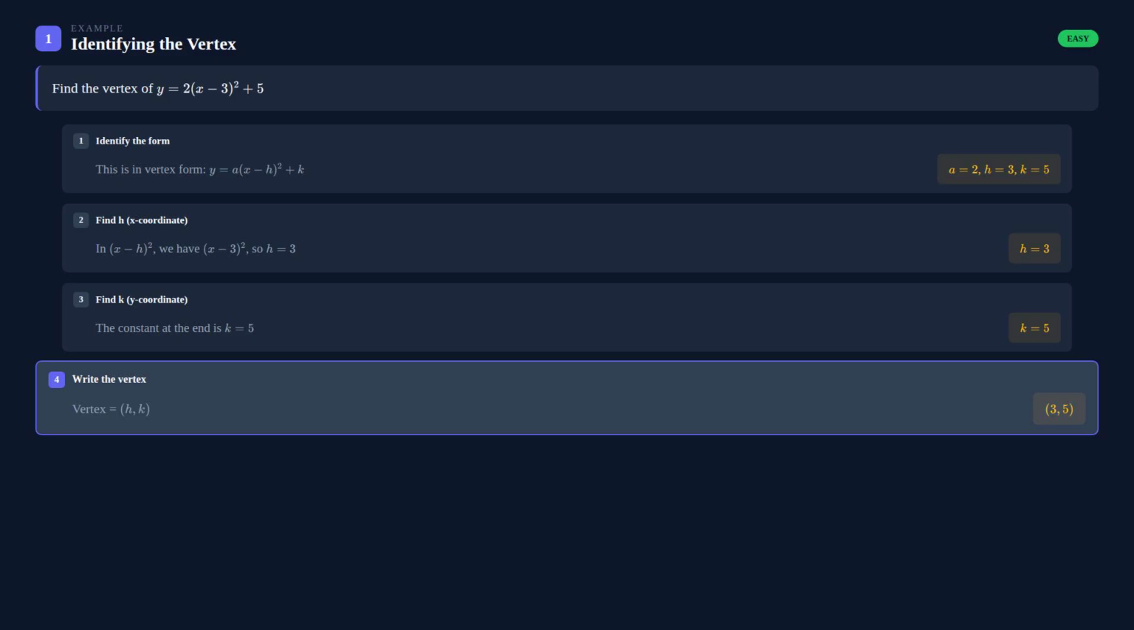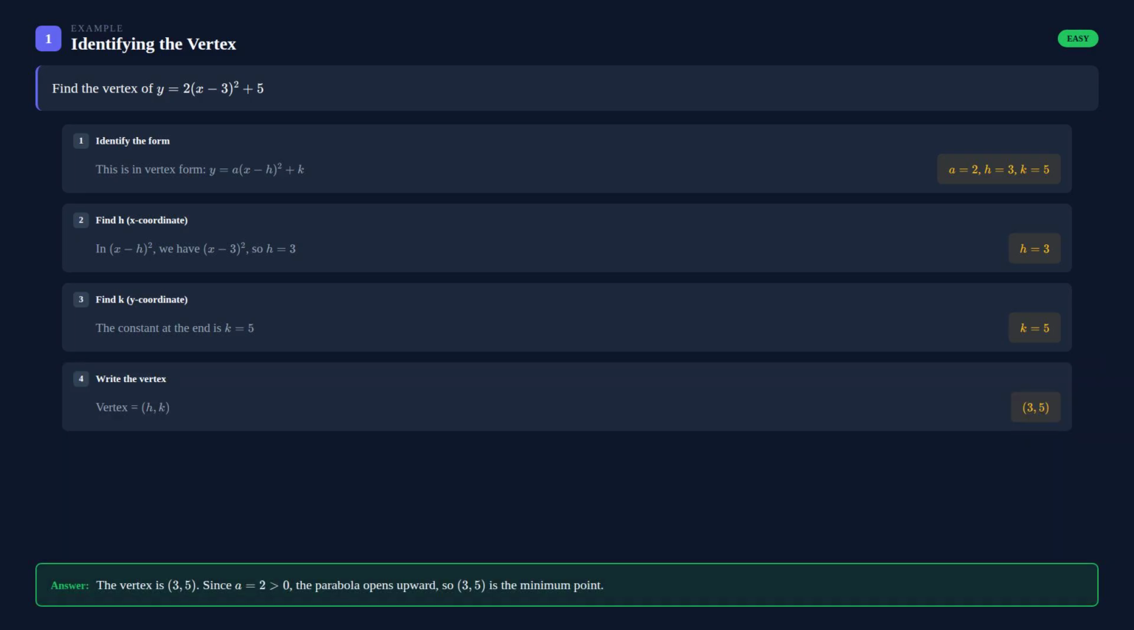Step 4: Write the vertex. Vertex = (h, k). This gives us (3, 5). The answer is, the vertex is (3, 5). Since a = 2 is greater than 0, the parabola opens upward, so (3, 5) is the minimum point.